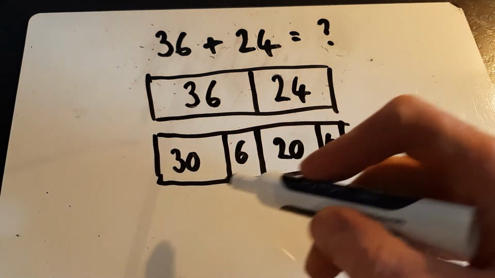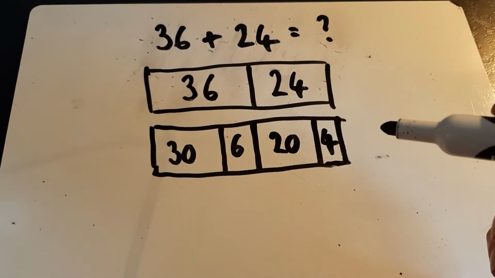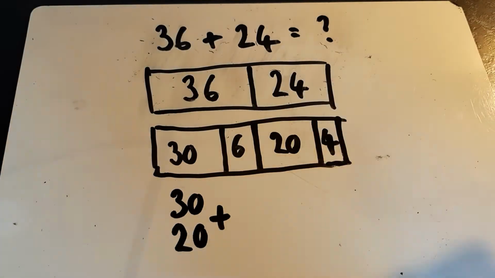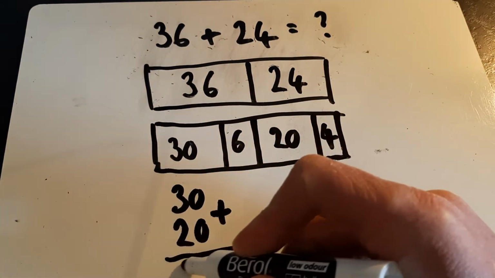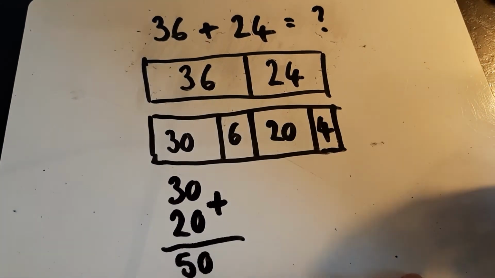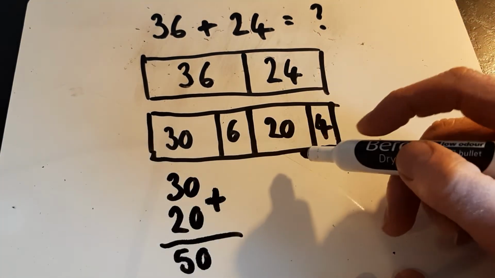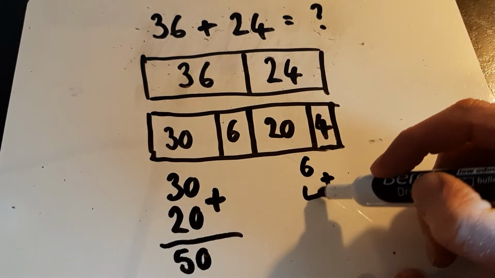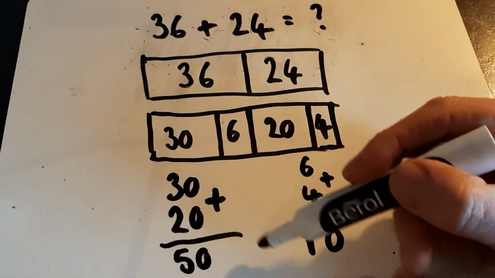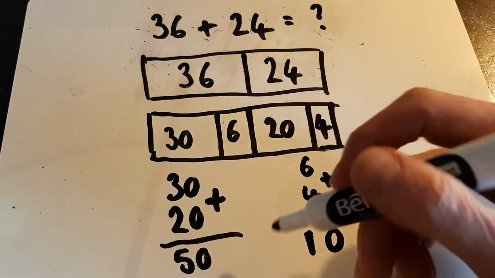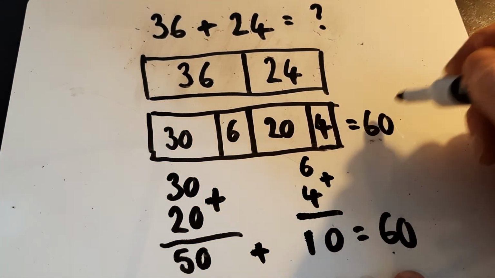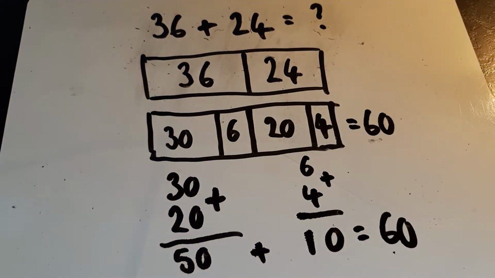the tens. So in this case, if I combine the 30 and the 20, I get 50. And then if I do the 6 and the 4, that should be a known number bond to 10 anyway. So 6 and 4 is 10. And then we combine the 50 and the 10, which gives us the total overall, which is 60. That's one method that you can use.